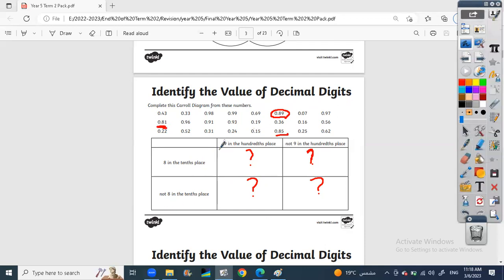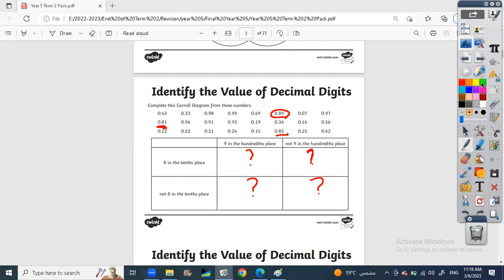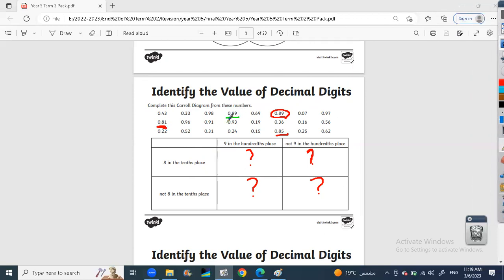All right, what are the numbers that have 9 in the hundreds, not 8 in the tenths? So any number that has 9 in the hundreds, but in the tenths, anything but not 8. 9 in the hundreds, and not 8 in the tenths is this one. I'm going to change the color. Here is 9 in the hundreds, but not 8 in the tenths. Anything else? I think that's it.